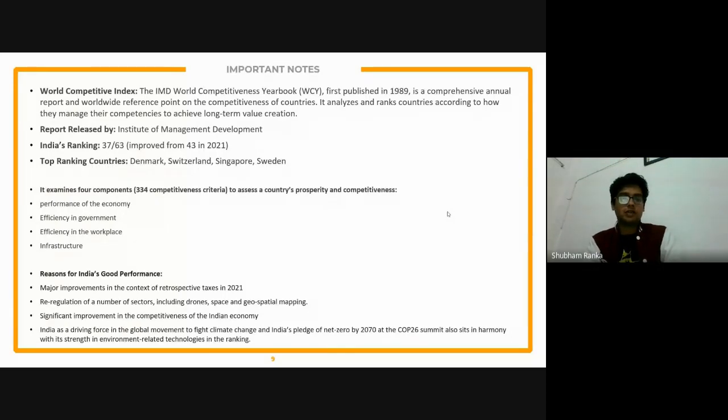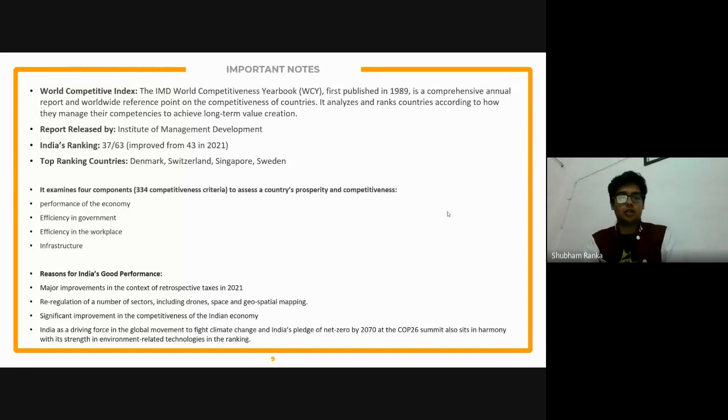Third would be efficiency in the workplace. Again, this particular index analyzes metrics that are very important for a country to become competitive. So economy is a very important thing for that. The government is a very important thing for that. The workplace or job prospects for a particular country is very important. And lastly, the infrastructure development, how developed the particular country is, how easy it is to inhabit that particular country. That is also a very important metric to understand how competitive the country is, right?